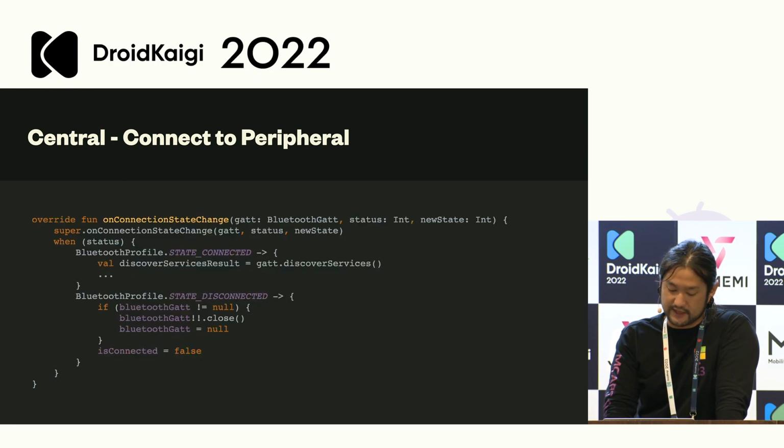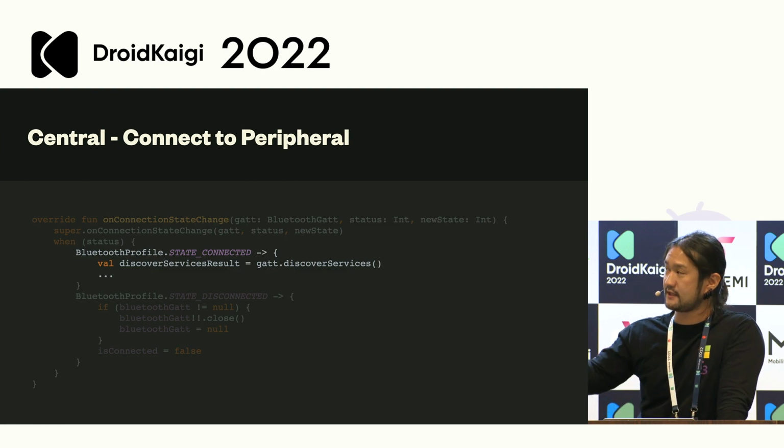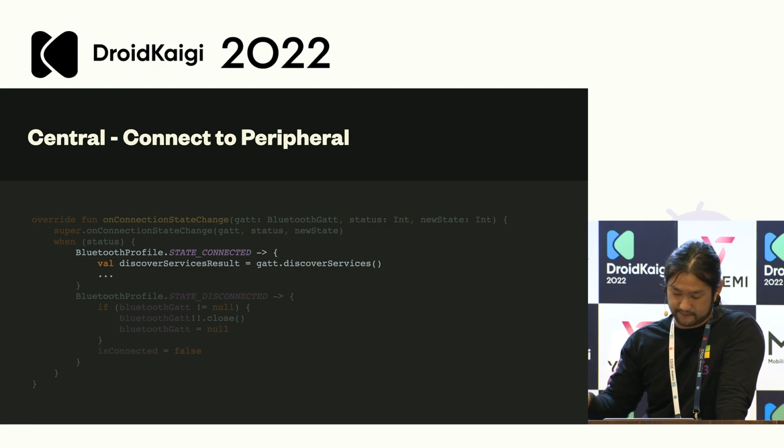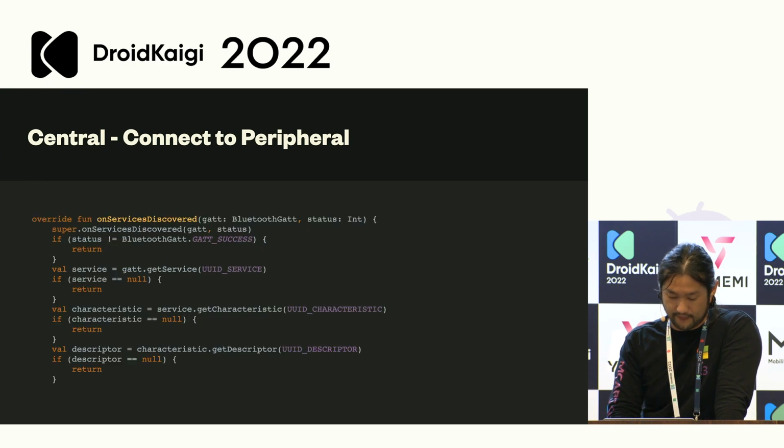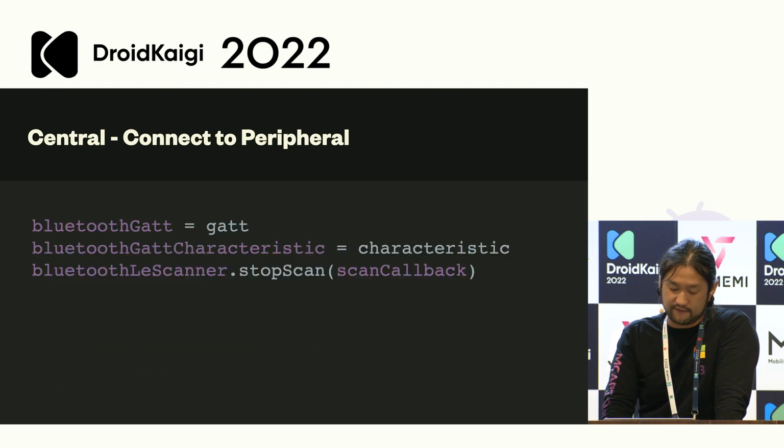The first one is on-connection state change callback. Once the connection status changes, you start to discover the service to which you can connect. In this case, this service is provided by the sensor device. Once the service is found, look for a characteristic or descriptor in it. Descriptors are additional information. Don't worry too much about that. The information obtained is saved for later use.